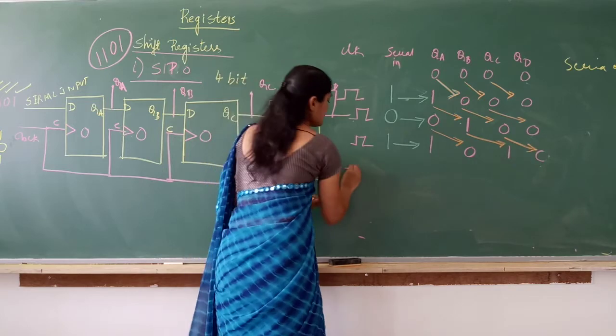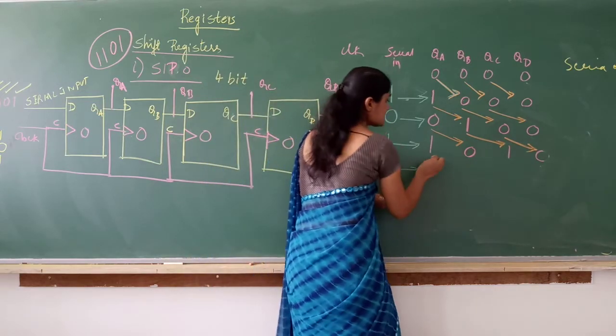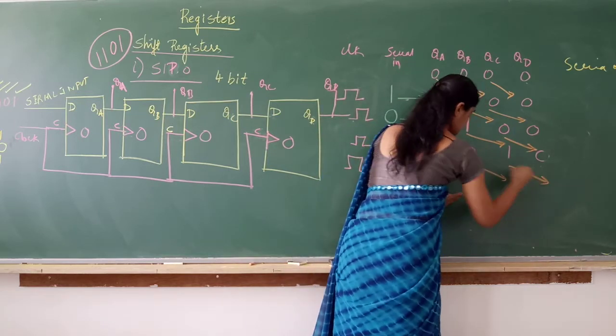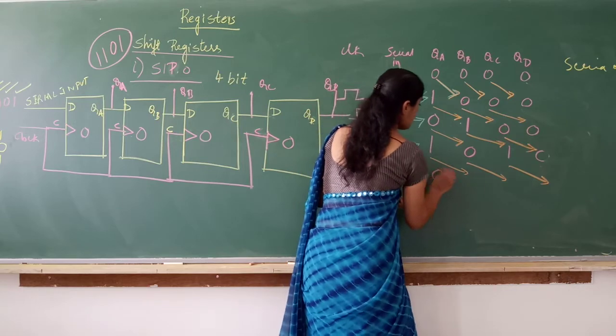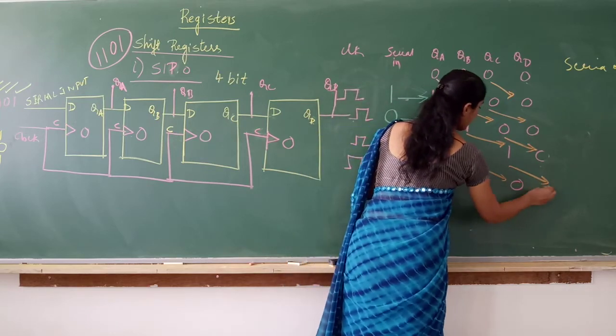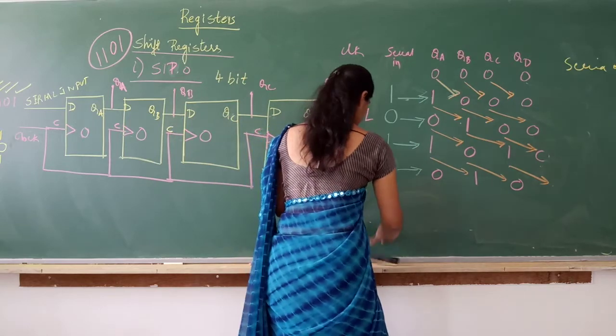Okay, I'm sorry. So another clock pulse, 0 will enter, right? So when it enters, okay, so what is the combination we have? 1, 0, 1, 1, right? So 1, 1.